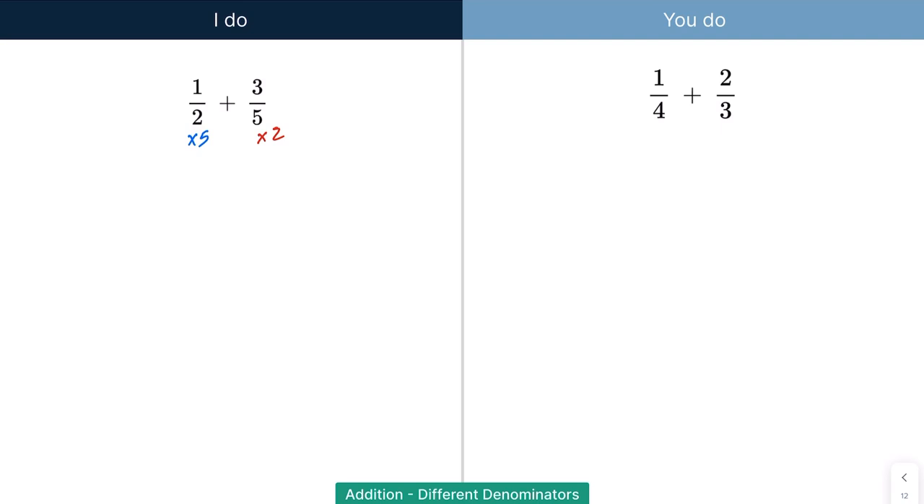So if I multiply this fraction by 5, that is going to become 5 over 10. I've multiplied both the top and bottom. If I now multiply this fraction by 2, the top and bottom, that becomes 6 over 10. Now notice what's happened. The denominators are now the same. I just add them together. That's 11 over 10. Now in this case, we can just leave it as an improper fraction. We don't need to write it as a mixed number because the question didn't ask for it.